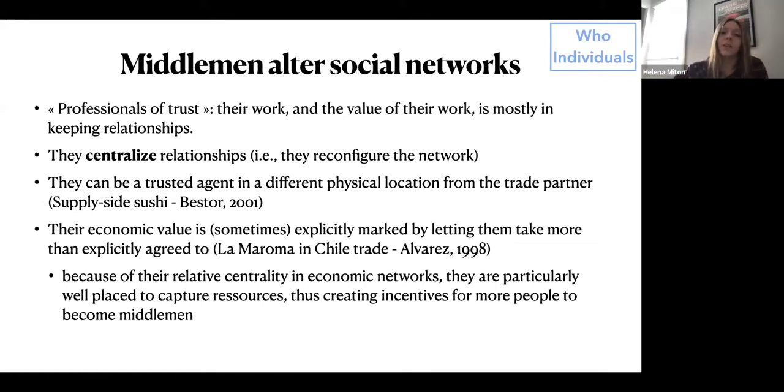And what's interesting is middlemen are basically professionals of trust. So their work and the value of their work is really just keeping social relationships. They also centralize relationships, which is what we've seen before. And they can really act as a trusted agent in a different physical location from the trade partner. And sometimes their economic value is also explicitly marked by letting them take a bit more than what was explicitly agreed to. So you also get back some of those principal-agent problems by using middlemen. But on the other side, because they are relatively central in economic networks, they're well placed to capture resources, and that will also create incentives on a more evolutionary timescale for more people to actually become middlemen.